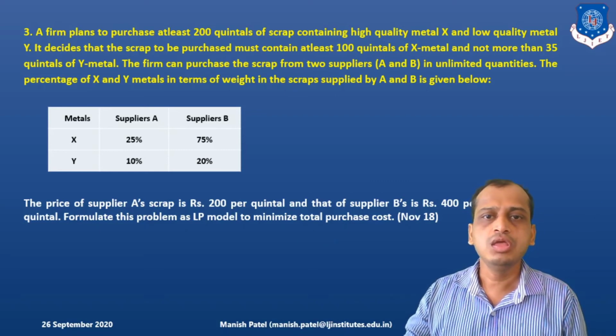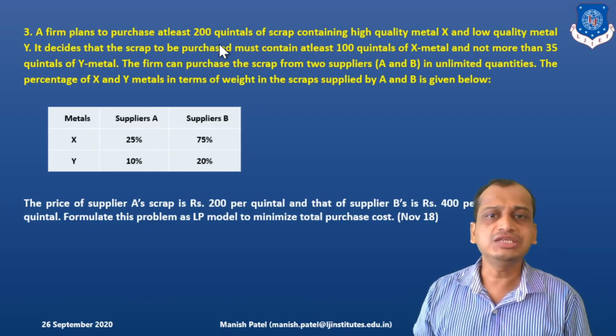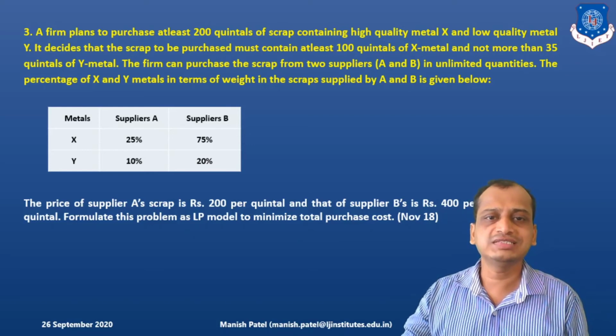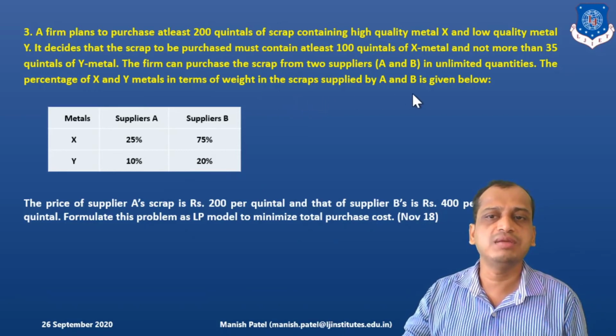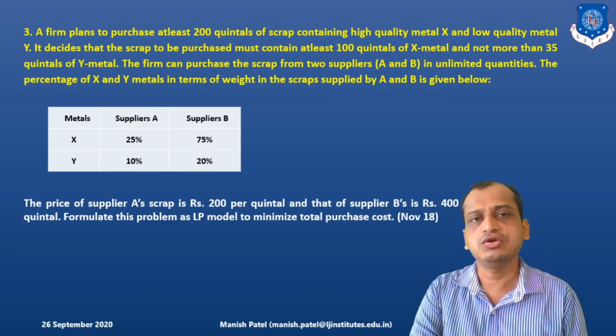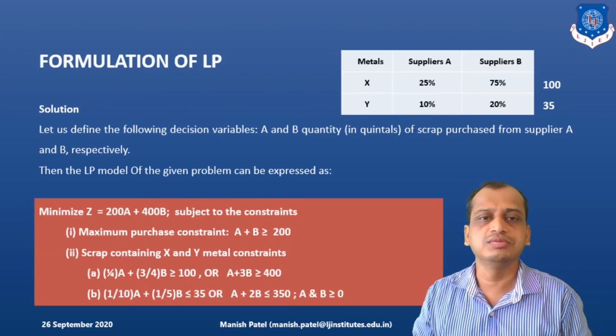Clear? In the first line, the at least 200 quintal of scrap is also a constraint the company has given. And the percentage of X and Y is given in this table, in terms of weight of scrap to be supplied by A and B. The price of supplier A scrap is 200 per quintal, and for supplier B it is 400 rupees per quintal. As a company, when they are purchasing, they will definitely try to minimize the purchasing cost. So let's formulate this linear programming problem.